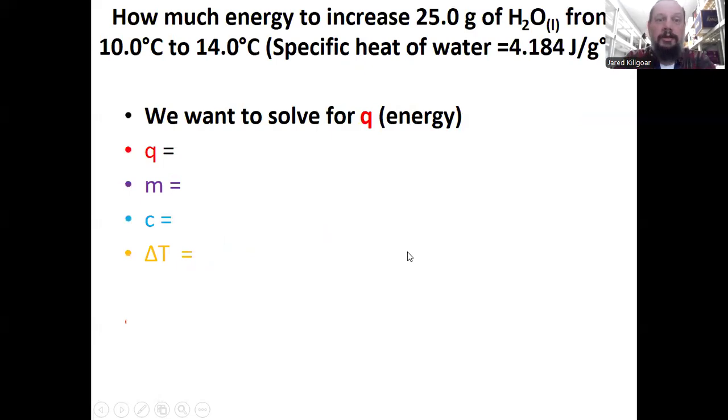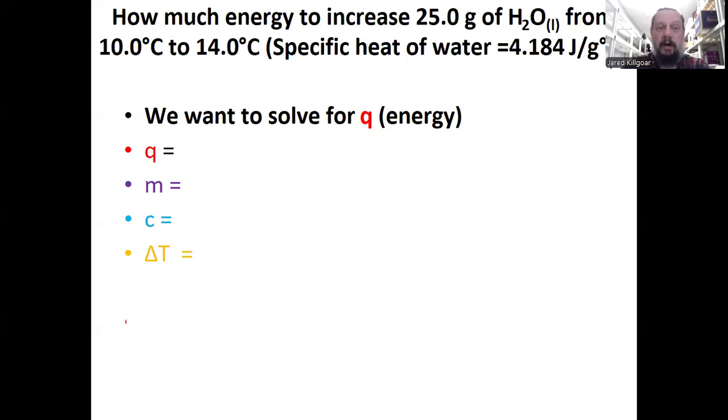So why don't you guys pause now for a second and see if you can calculate how much energy is needed to increase 25 grams of water, liquid, from 10 degrees Celsius to 14 degrees Celsius, given the specific heat of water is 4.184 joules per gram degree Celsius. So why don't you guys pause this now, and you can try it out. Otherwise, I'm going to go over it now.